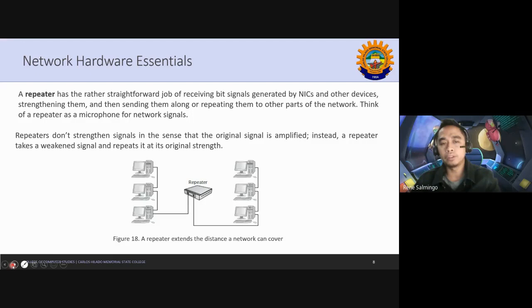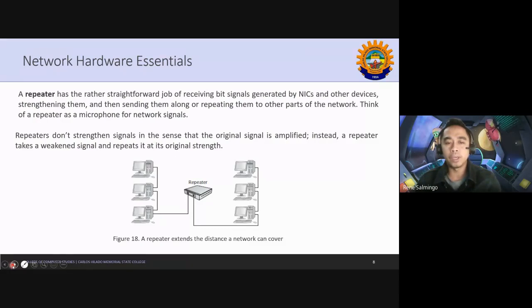Now, we also have this term. It's used to extend our connection. It's called a repeater. A repeater is the same as your wireless access point, and it doesn't strengthen the signal; instead, the signal is being amplified.